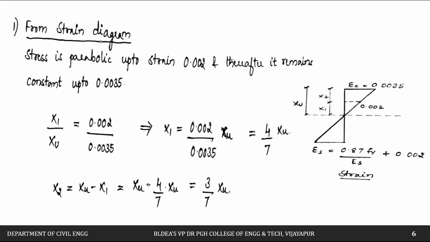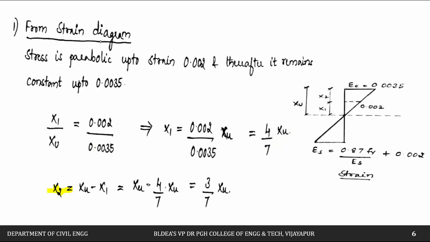So let us try to calculate these parameters, that is x1, x2. How to calculate? We can consider this as similar triangles, and we can calculate x1 divided by xu is equal to this strain, that is 0.002 divided by 0.0035. If you cross multiply and take this xu to this side, x1 will be equal to 0.002 divided by 0.0035 multiplied by xu. Further if you simplify, it will be 4 divided by 7 of xu, that is nothing but the value of x1.